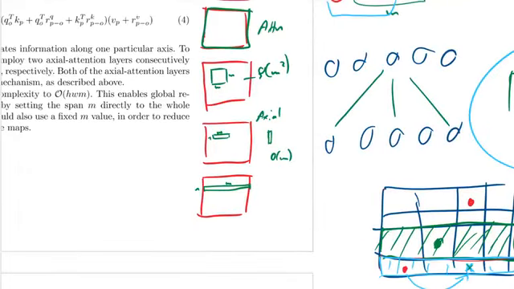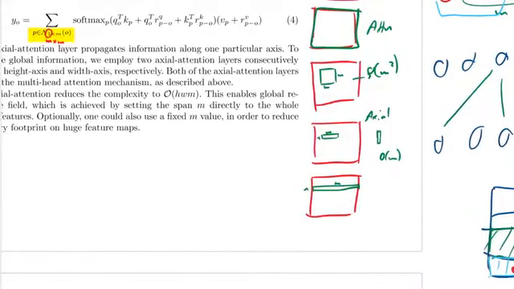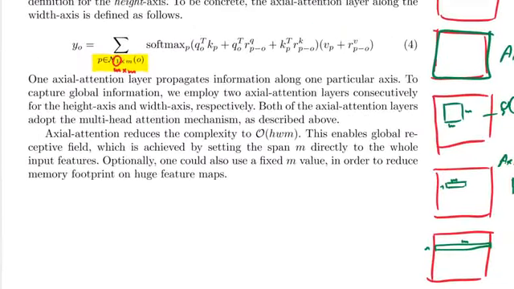Now, you can see right here that they say axial attention reduces the complexity to HWM. This enables global receptive field, which is achieved by setting the span M directly to the whole input features. Optionally, one could also use a fixed M value in order to reduce memory footprint on huge feature maps, which is something that they're going to do later on ImageNet, I believe. So when they have big inputs or big outputs, they actually do use a smaller M.